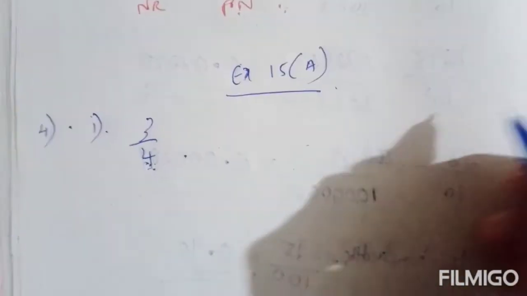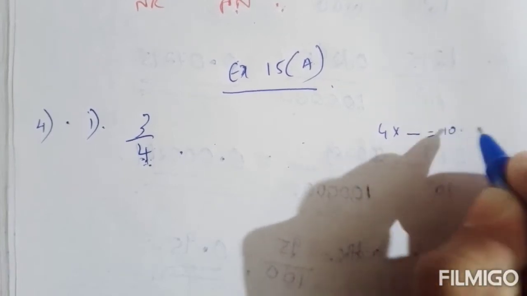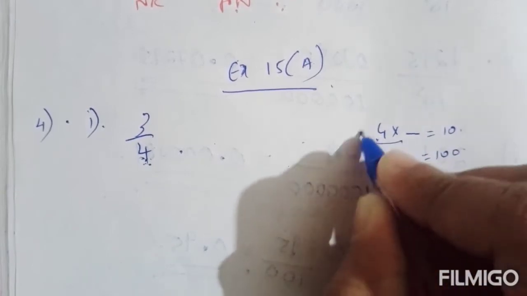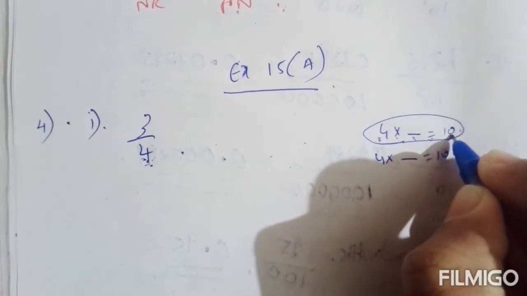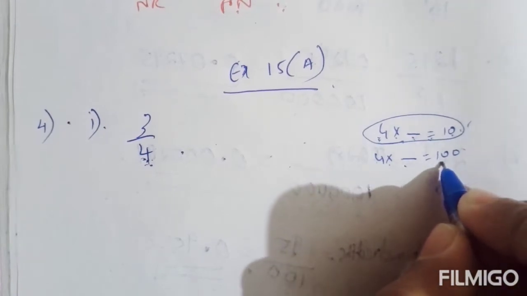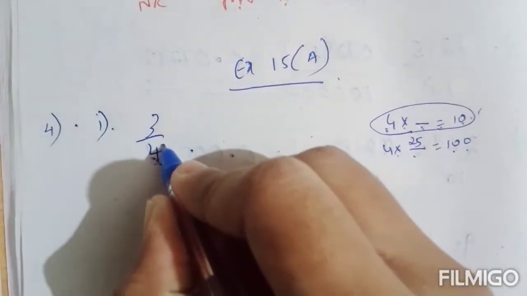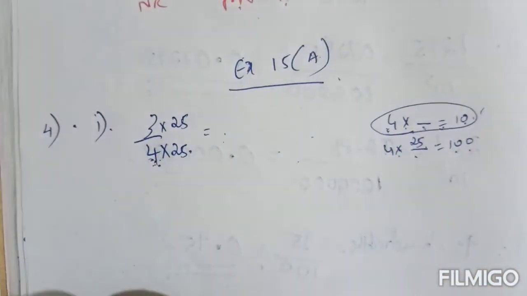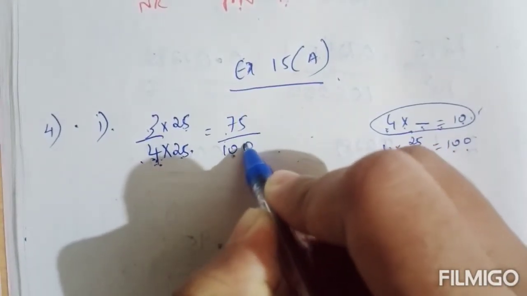So 4 into any number. First check 4 into any number, do you get 10? No. Next, 4 into any number, do you get 100? If you are not getting 10, then you can check 4 into any number to get 100. So we know that 4 into 25 is 100. So multiply both numerator and denominator by 25. 3 into 25 is 75, by 4 into 25, which is 100.